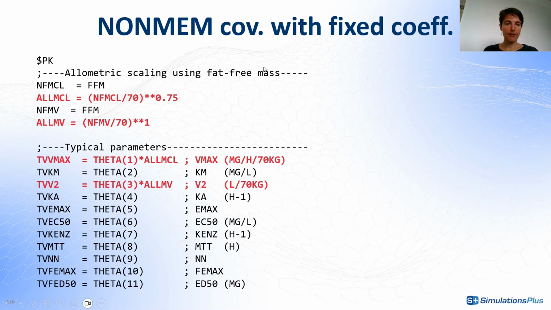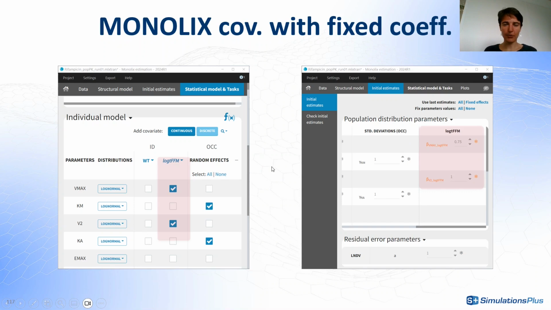So if I continue in the Nonmem control stream, I have here a couple of covariate effects. So the effect of the fat-free mass on the Vmax and V2 parameter. This is something we have already seen before, so I could just do a transformation of the fat-free mass to get a power law distribution, add it on Vmax and V2, and then fix the coefficient.